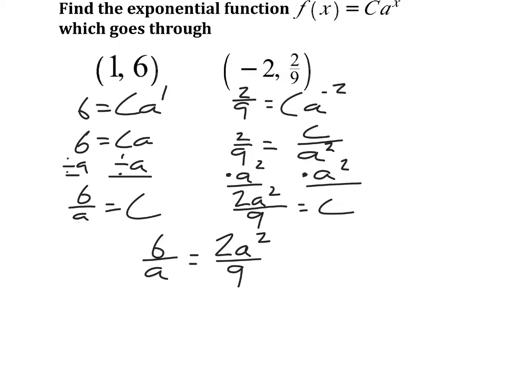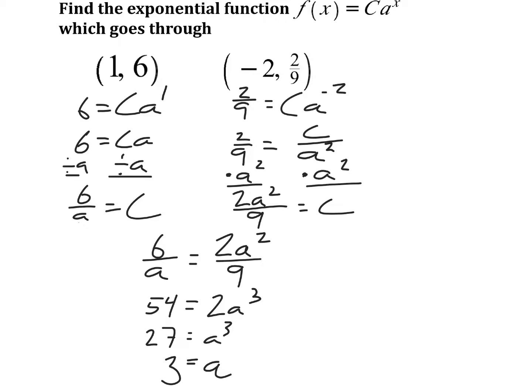All right, so I would now cross multiply to finish solving this out. So I'll do 6 times 9, which gives me 54, equals a times 2a squared, so that will give me 2a cubed. Divide both sides by 2, so now 27 equals a cubed. And then we take the cube root of both sides. Cube root of 27 is 3. So we got 3 equals a. All right, so we know that a equals 3.